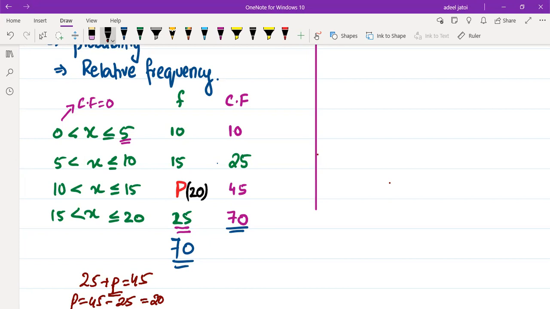If I just reverse back the working, your working will be 25 plus 20, and you will again get 45. So in such a question, you might be given cumulative frequency and be asked to find the frequency. To find the frequency, you will have to do the reversal working, which we just did now.